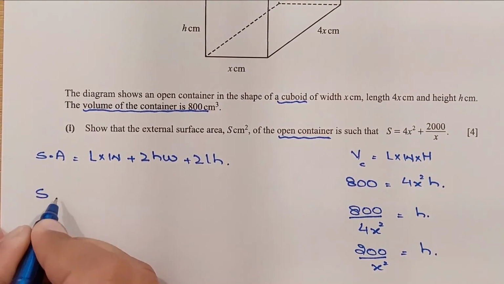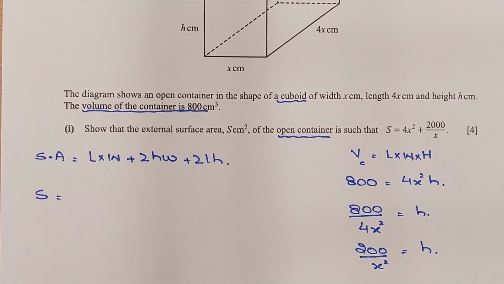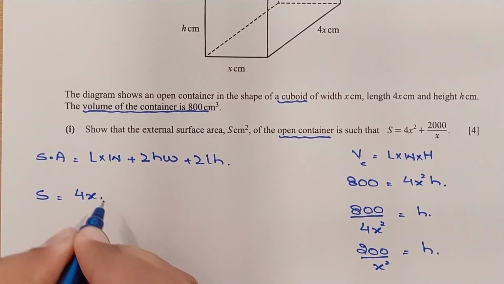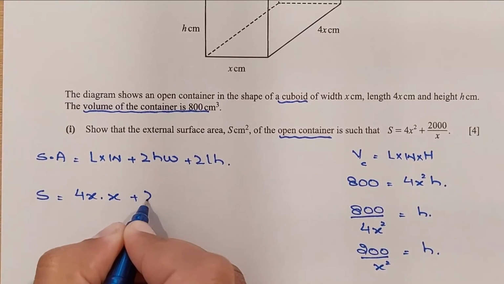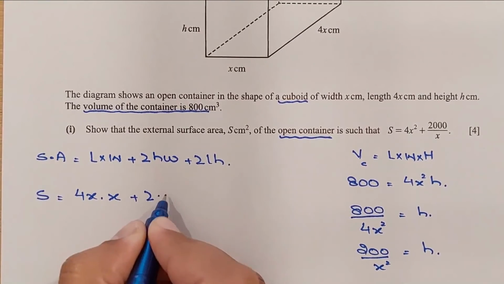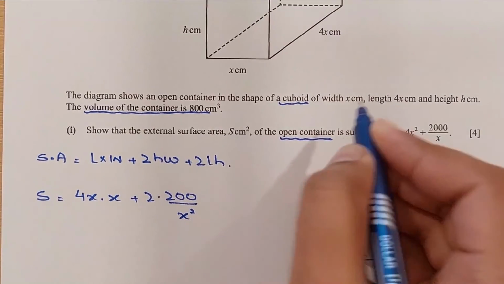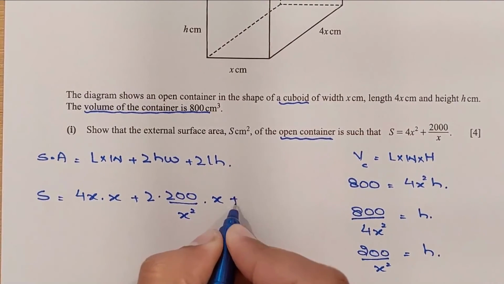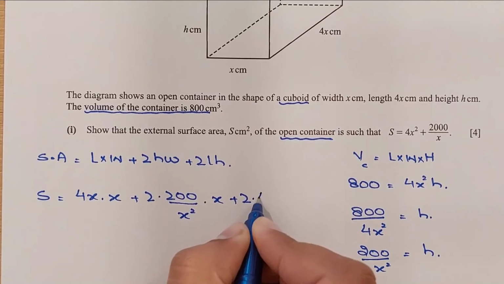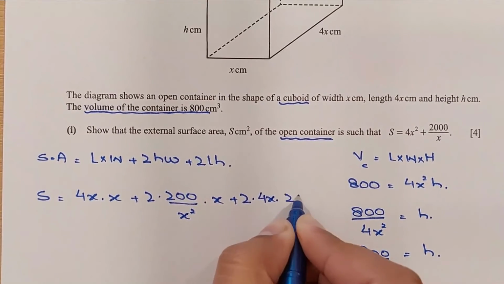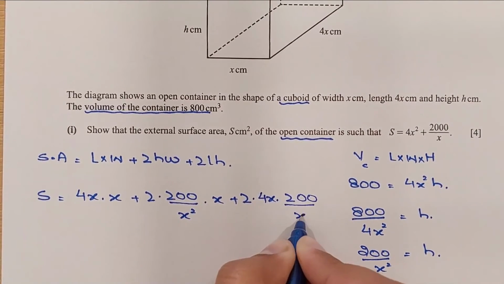So the surface area, let me say this is S. The length we have is 4x, the width is x, plus 2 times height, which is 200 over x square, and the width x, plus 2 times the length, 4x, into 200 over x square.